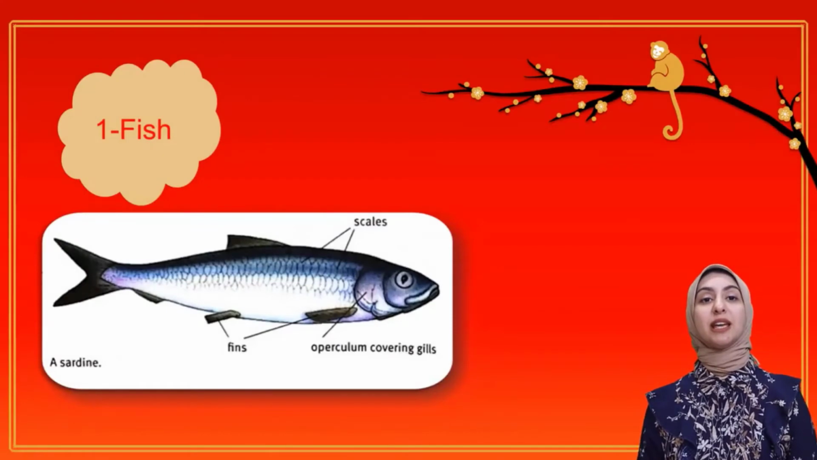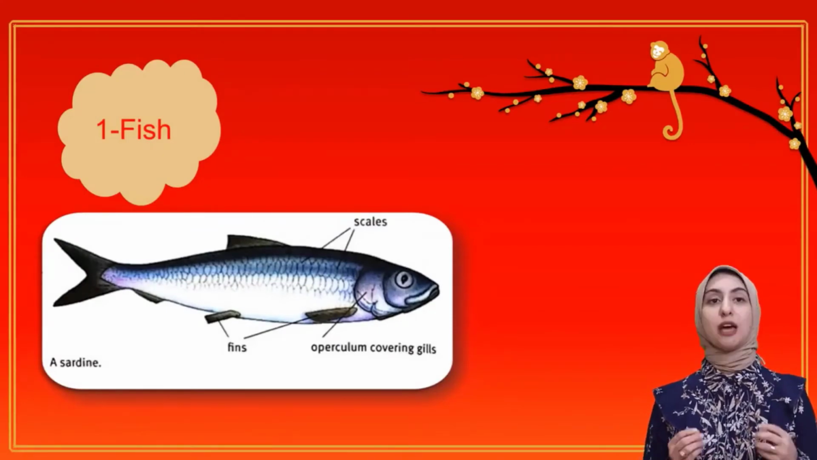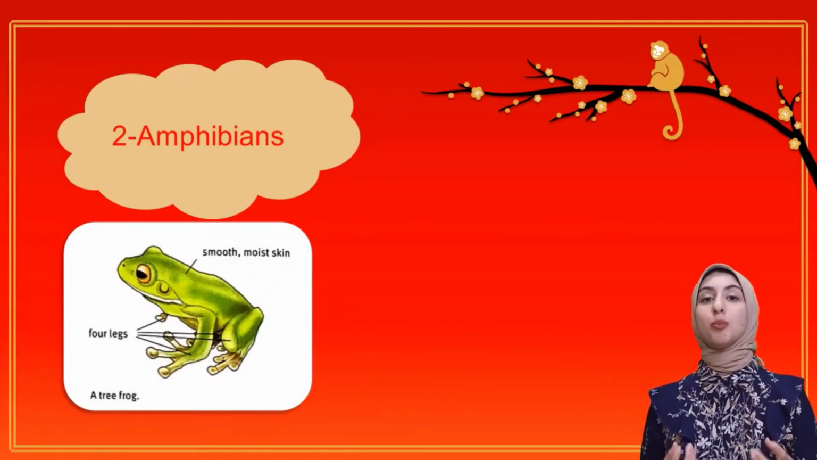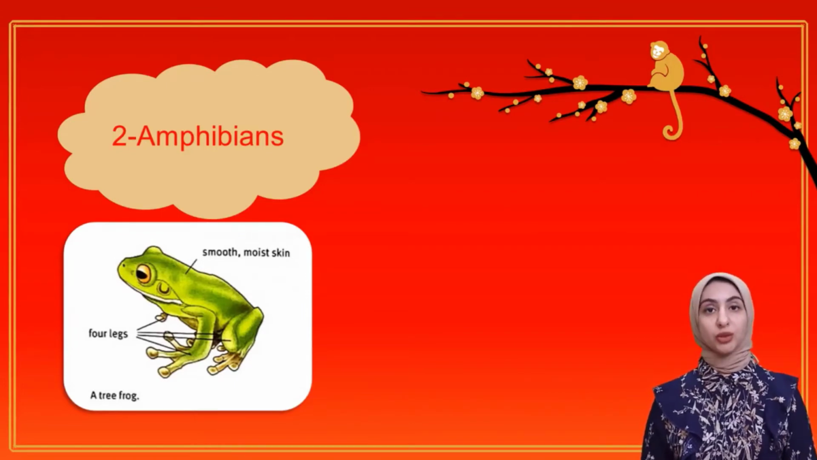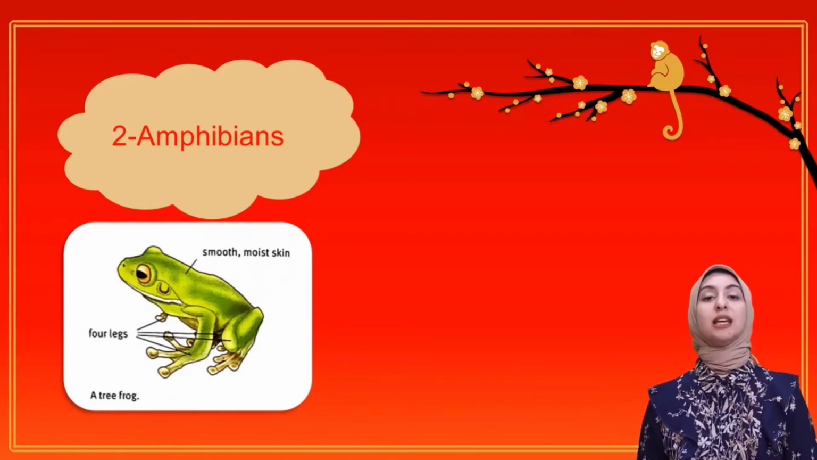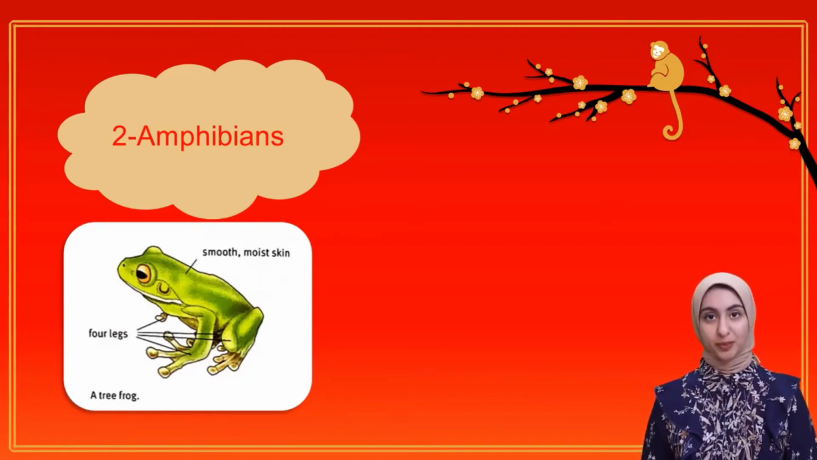For fish, we said it has scales, fins, and gills. And for amphibians, they have 4 legs and smooth, moist skin. The amphibians lay eggs in the water. Their young live most of their lives in water, so they breathe using gills. And when they become adults, they breathe using lungs, because they can live on land.